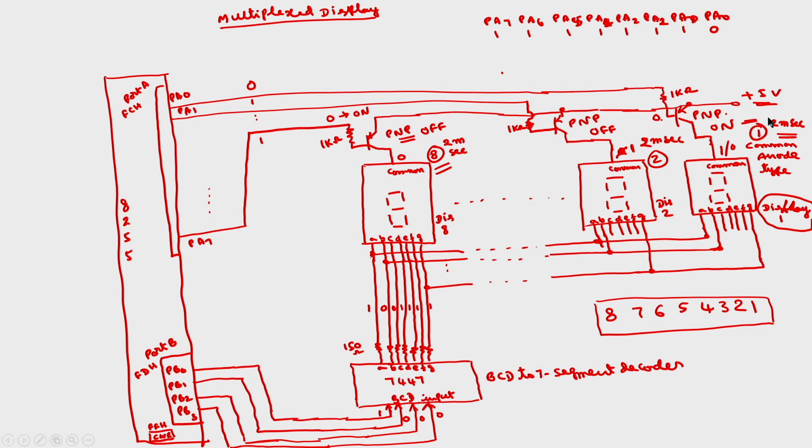What is the time taken to come back to the first one? This is 2 plus 2 plus 2 and so on, 8 into 2 milliseconds, which is equal to 16 milliseconds. After 16 milliseconds you are again displaying 1 here, 2 here, 3 here and so on up to 8. This 16 milliseconds is the refresh rate.